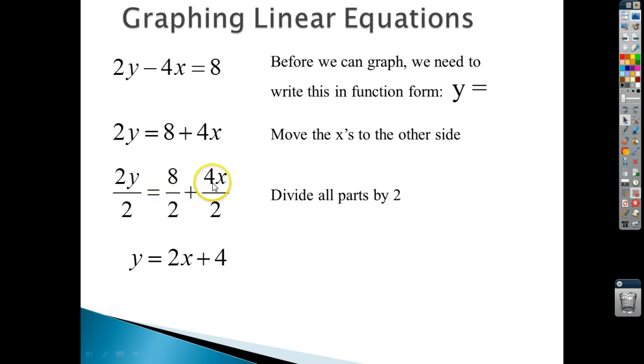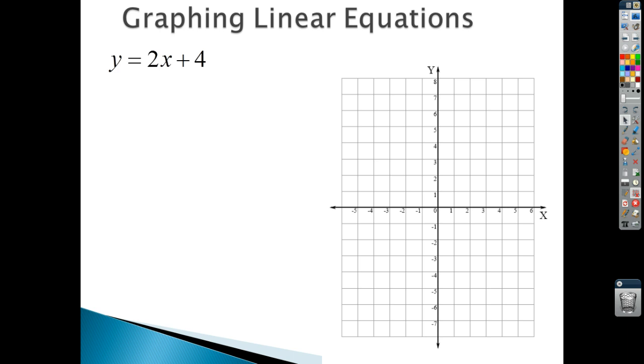Now notice, I sort of skipped a step here. This is 4. This is 2x. You usually want to put the x in front, all right? Because if you think about this, what are you going to do? You're going to end up multiplying by 2 first, and then you're going to add 4. So it just puts it in the correct order of operations. Okay, so this is your function.